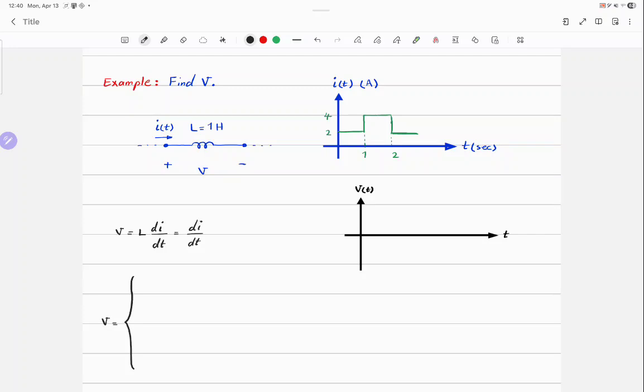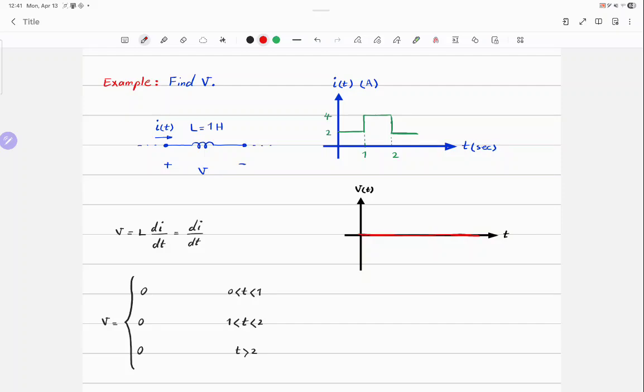Let's calculate them. Okay, so what is the voltage between 0 and 1? What's the slope between 0 and 1? 0. What's the slope between 1 and 2? 0. What's the slope for greater than 2? Again, 0, right? So is that acceptable for my plot?